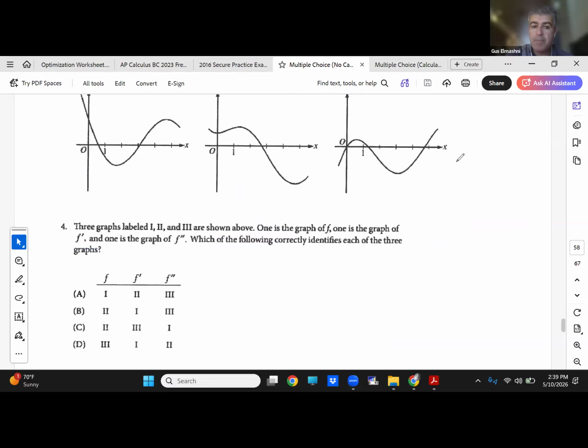So you have three graphs. One is F, one is F prime, one is F double prime. Which one goes with which? If you want a strategy, you can go through process of elimination, but it might drive you a little nuts. Strongly recommend drawing horizontal tangents. And as we know, the horizontal tangents will represent the x-intercepts on the derivative graph. Or if you have the F prime graph, the horizontal tangents on the F prime graph are the x-intercepts on the F double prime graph. So hopefully we recognize that.